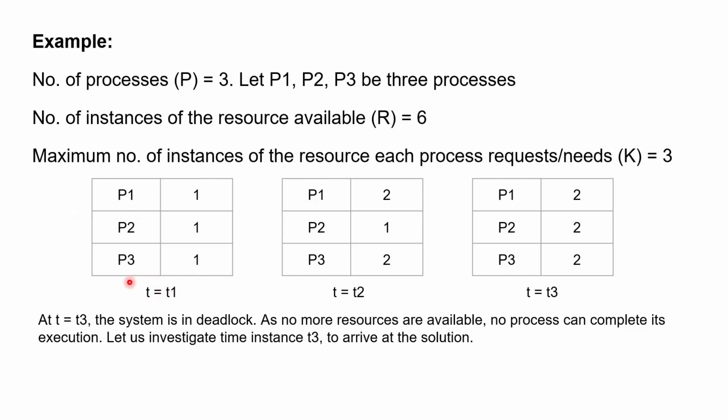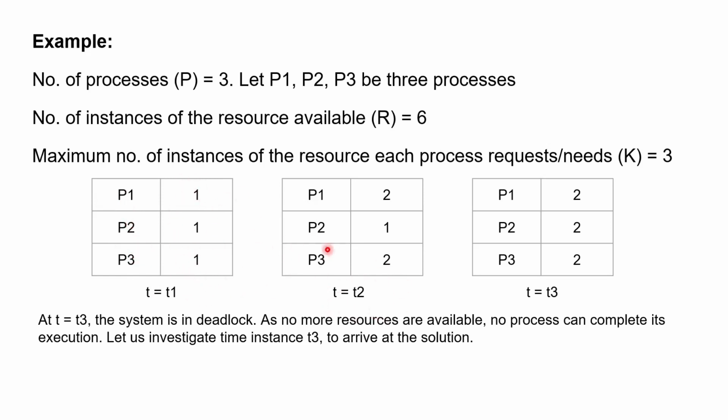Let us investigate time instance t1. p1, p2 and p3, all 3 processes request 1 unit of resource r. Since there were 6 units of resources at time instance t1, the request can be successfully granted. So each process gets its requested resource. Now after time instance t1, p1, p2 and p3, all 3 have 1 unit of resource r.